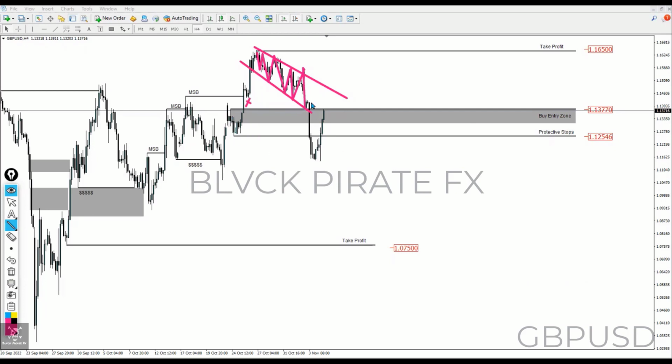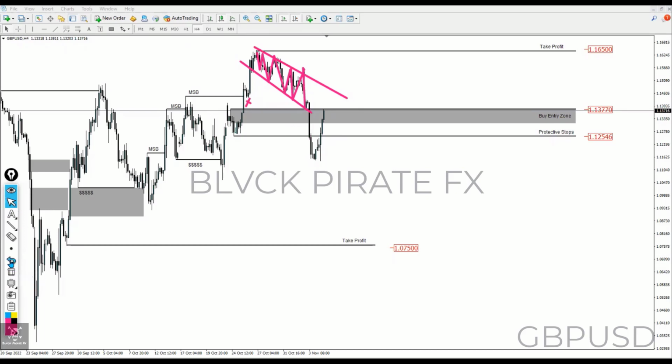and we see price breaking through quickly and did not give us any entry whatsoever on lower time frames. That is the H1, the M30, M15, M5, M1. If you look at it, there was no market structure breaks for buys to confirm our entry.